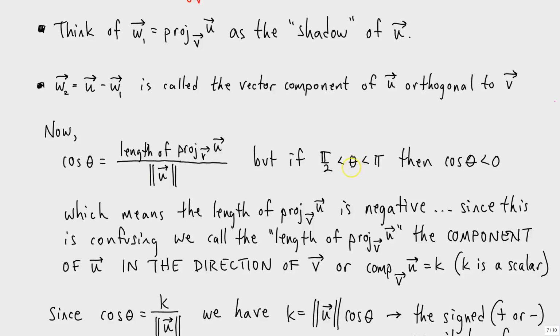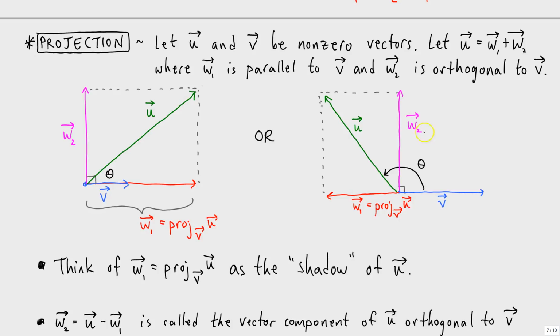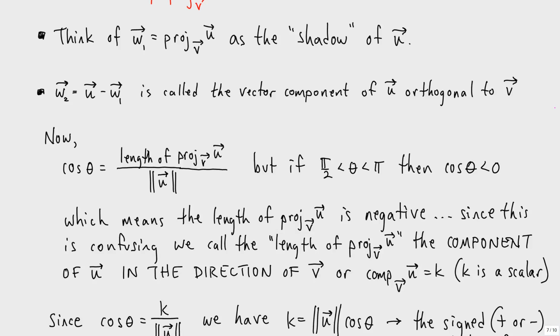But in the case where the angle is bigger than pi over 2 but less than pi, so that would be this case right here, in that case, cosine would be negative, because cosine of an angle bigger than pi over 2 but less than pi is negative. So if cosine's negative, and we know this is positive because it's magnitude, then this would have to be the negative part. But length can't really be negative. That kind of doesn't make sense.